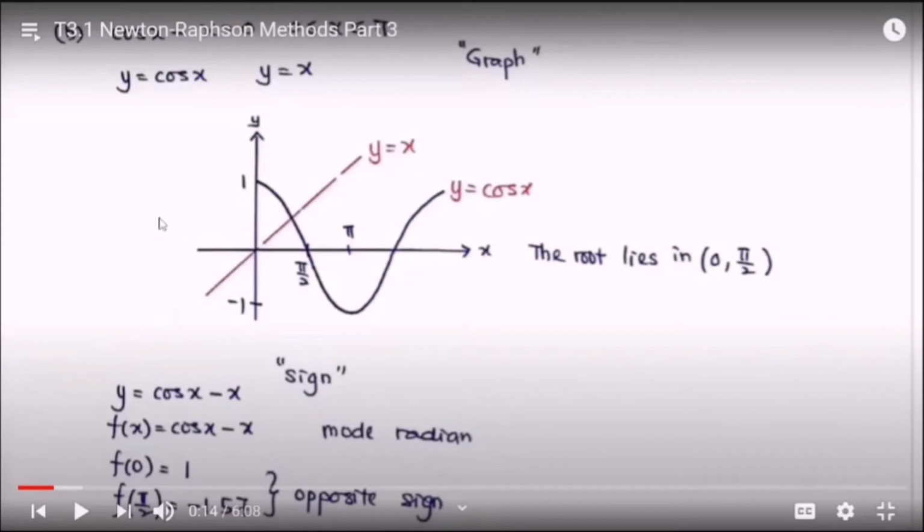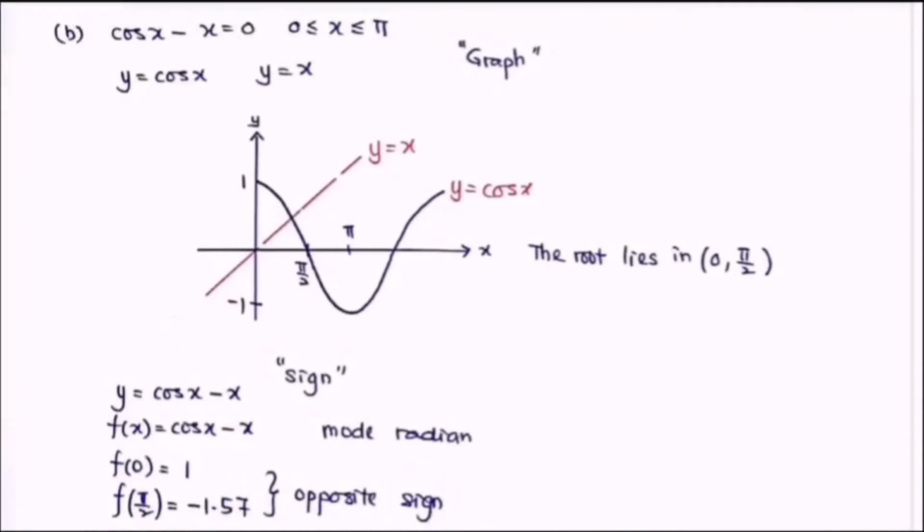Sekarang saya akan ambil contoh yang lain, iaitu trigo. And also the Newton-Raphson method. So now, what is the use of Newton-Raphson method? The purpose of using Newton-Raphson method is to estimate or approximate the root of the equation. As we can see, this is a non-linear equation where we have cos x minus x. So there are 3 types of strategy that we can use to estimate or to approximate the root. So number 1, where we have the graphical method.